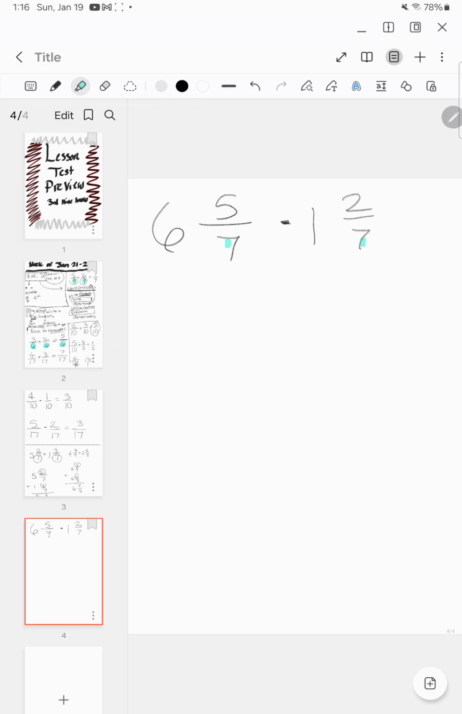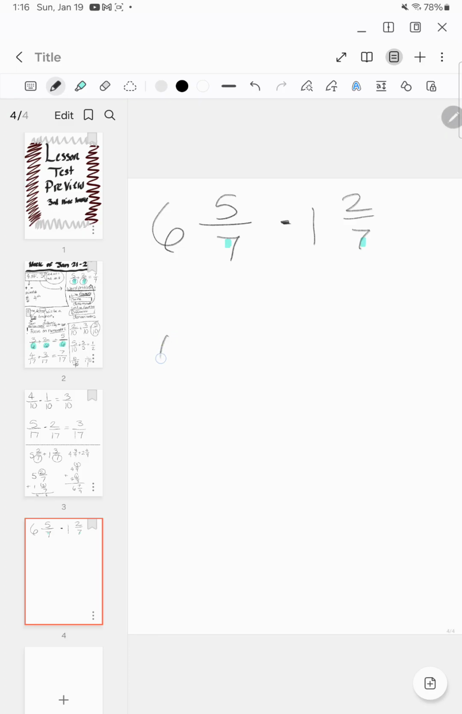Again, these are both like fractions because they both have a denominator of 7. The whole numbers don't matter. Just know you can only do your whole to whole and your fraction to fraction. So let's just go ahead and dive right in.